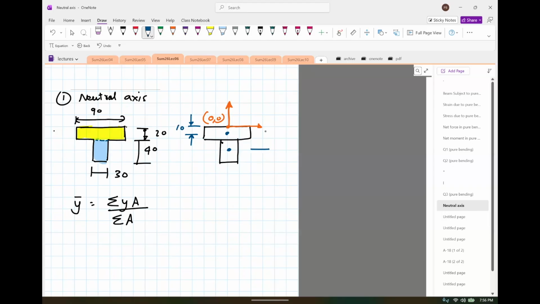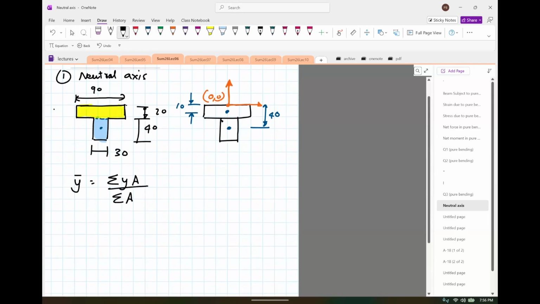And then I also need the distance from here. So we know that this midpoint is approximately at 20 from the top, and then we need to add another 20 because the origin is up there. So 20 plus 20 is 40. Okay, and that's it.